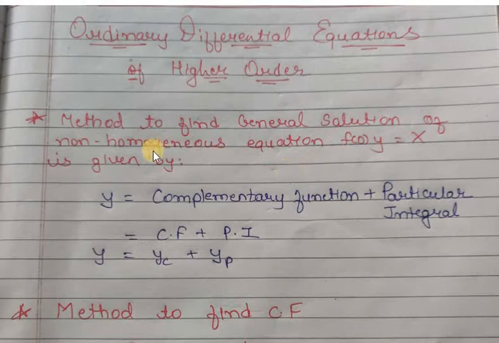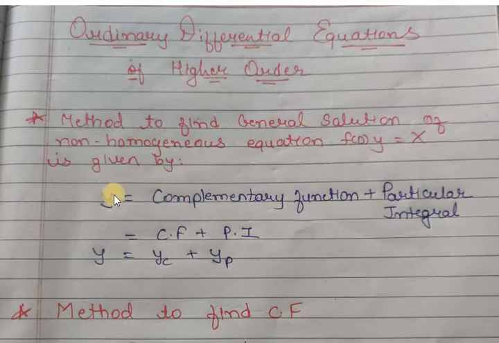First of all, what is the meaning of a non-homogeneous equation? If the right hand side of the equation is non-zero, then that equation is called a non-homogeneous equation, and if the right hand side of the equation is equal to 0, then that equation is called a homogeneous equation. So in this lecture we will understand how to find the solution of a non-homogeneous equation.